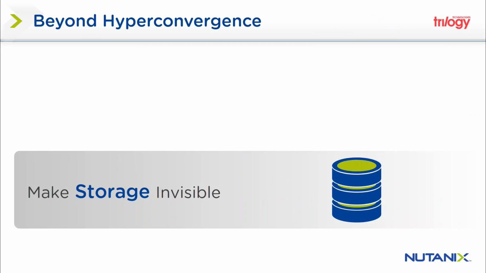So we've talked so far predominantly about what hyperconvergence brings in terms of the storage layer. It's about making the storage layer invisible, so you don't have to think about it. It's there, it's highly performant, and highly available.